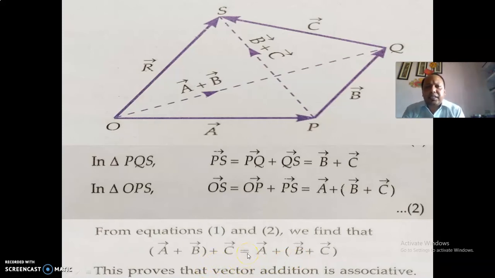So I hope that these two parts, that is the vector addition, first it is commutative and secondly it is associative also, are very clear to you.